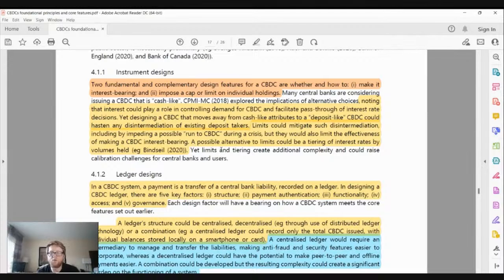But they would also limit the effectiveness of making a CBDC interest bearing. A possible alternative to limits could be a tiering of interest rates by volumes. And here's a paper that they give.